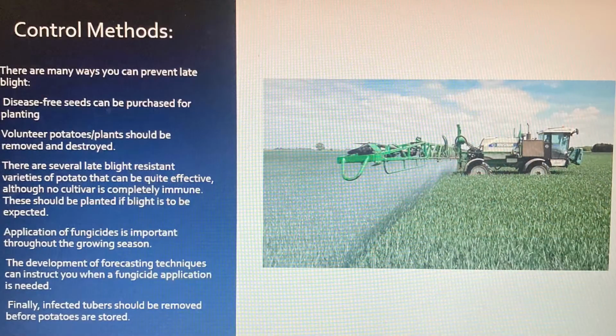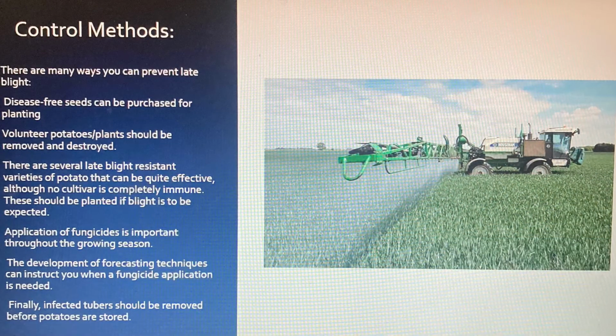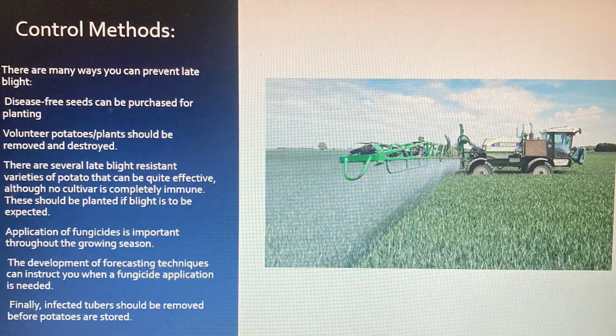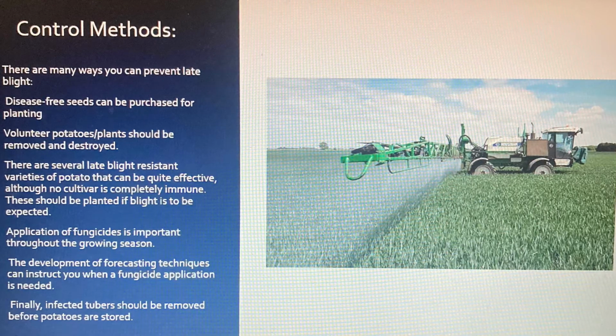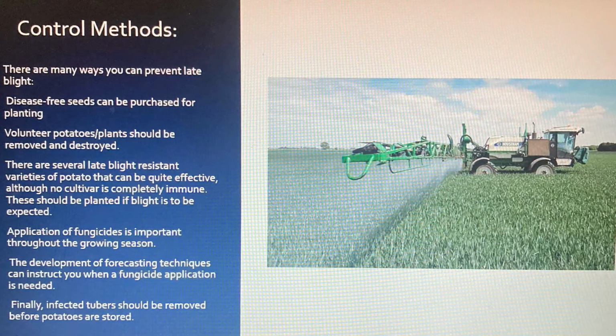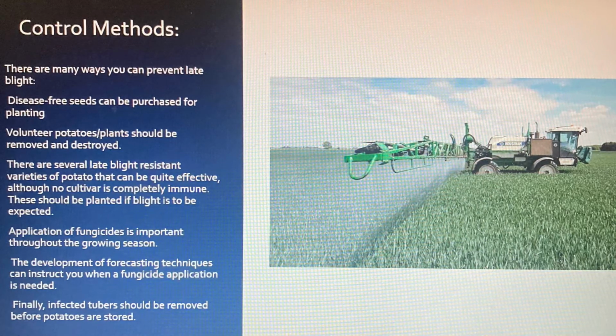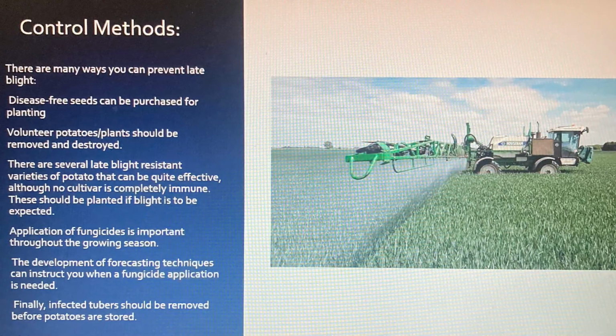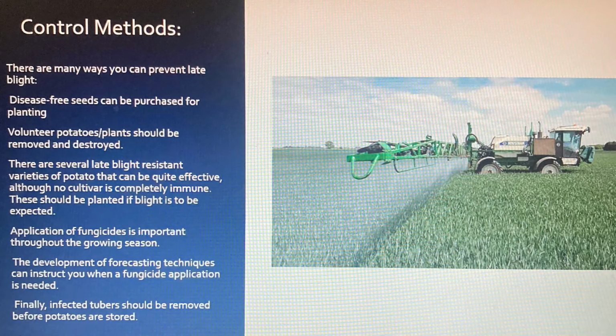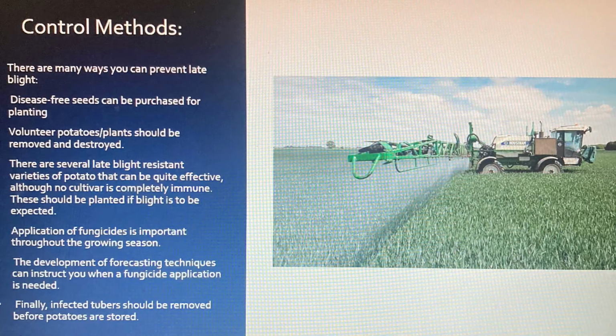Luckily, there are many control methods for this pathogen. Disease-free seeds can be purchased for planting. Volunteer potatoes and plants should be removed and destroyed. There are several late blight-resistant varieties of potato that can be quite effective, although no cultivar is completely immune. These should be planted if blight is to be expected.